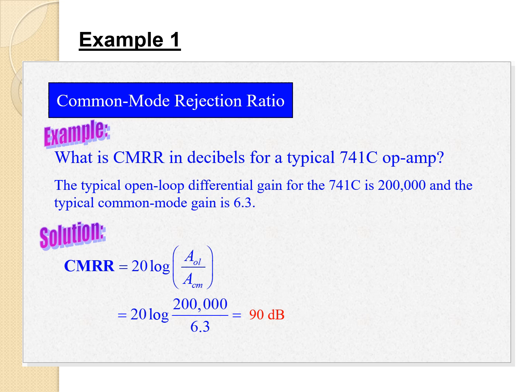Okay guys, one quick example. What is CMRR in decibels for a typical 741C OpAmp? The typical open loop differential gain is 200,000 and the typical common mode gain is 6.3. Therefore, CMRR is equal to 20 log AOL over ACM. So 20 log of 200,000 over 6.3. Therefore, in decibels, CMRR for the 741C OpAmp is equal to 90 dB.